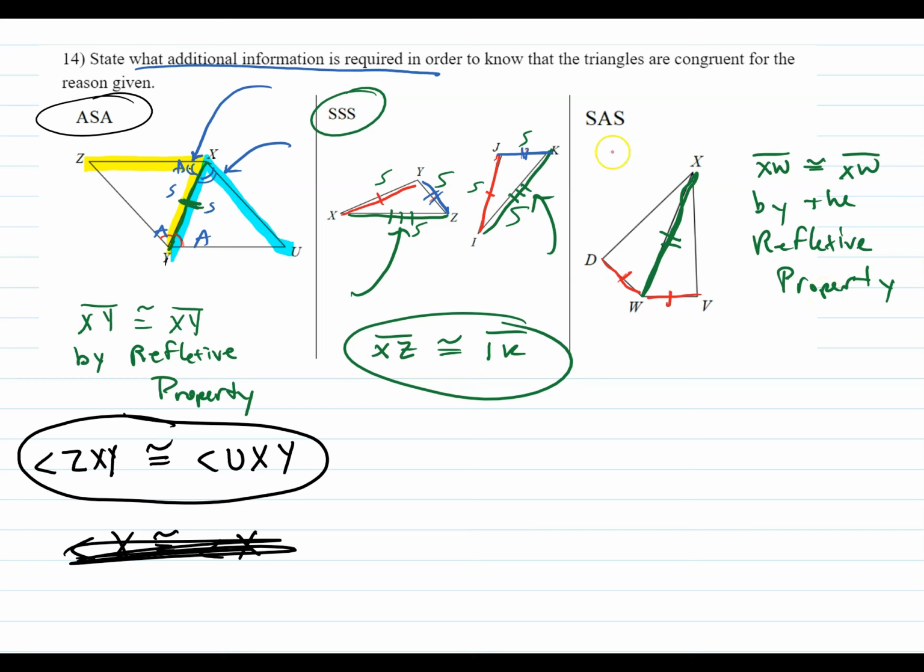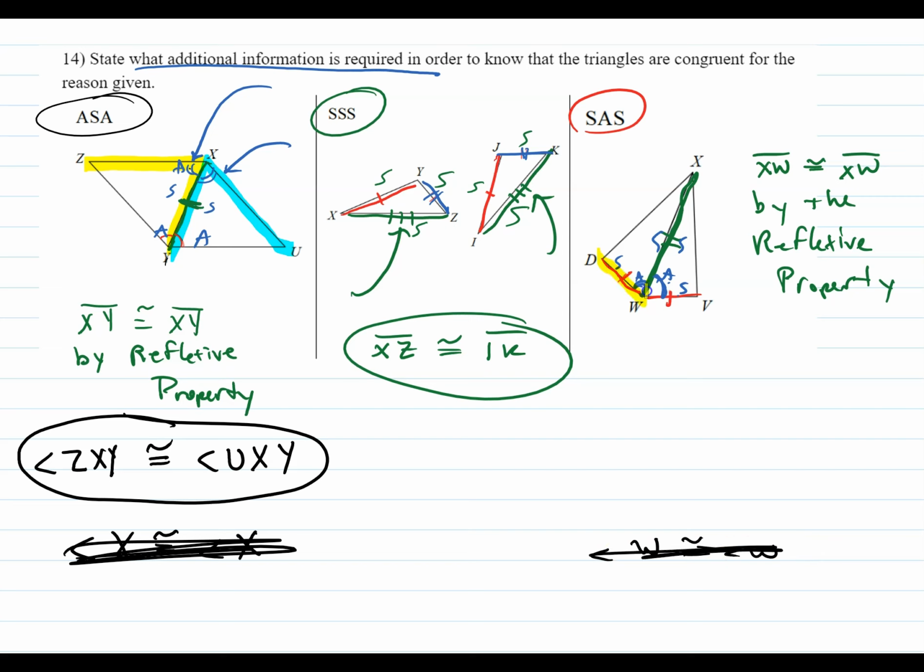So I want to use SAS, but the problem is there's no angles that are corresponding. We can't use vertical angles. We can't do anything like that. So I need to add in an angle right here. Side, angle, side. That would put the angle right in between, or included between, the two sides. So if I knew that this angle W was congruent to this angle W, then I could use side, angle, side. But again, I don't want to say angle W is congruent to angle W because that's not specific enough.